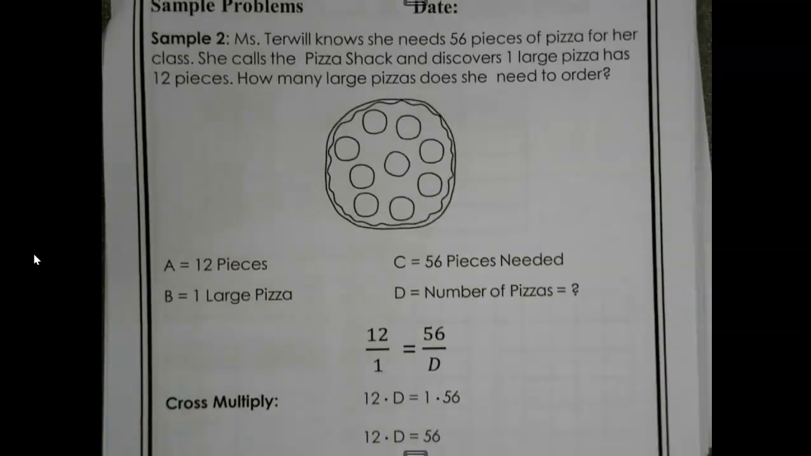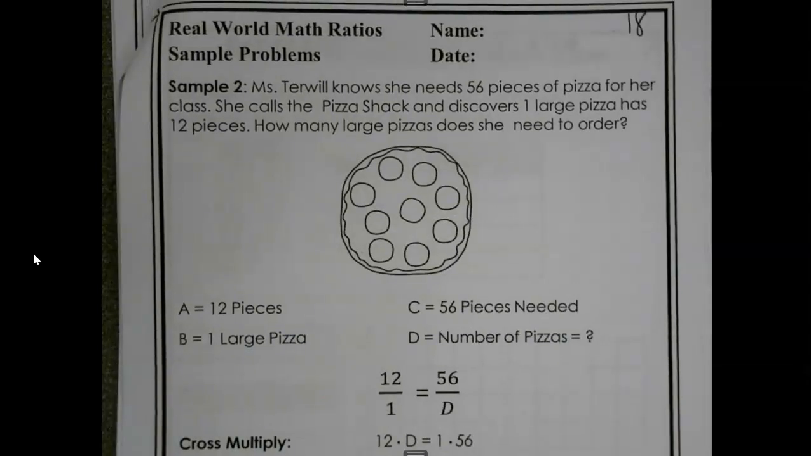I think I got one more of these, then we can get into the real ones and do it ourselves. Hey, what a coincidence. Mrs. Turtle, she's back again. She needs 56 pieces of pizza for her class. We just figured that out in the last one. She calls the Pizza Shack and discovers one large pizza has 12 pieces. Those would be small pieces. How many large pizzas does she need to order?